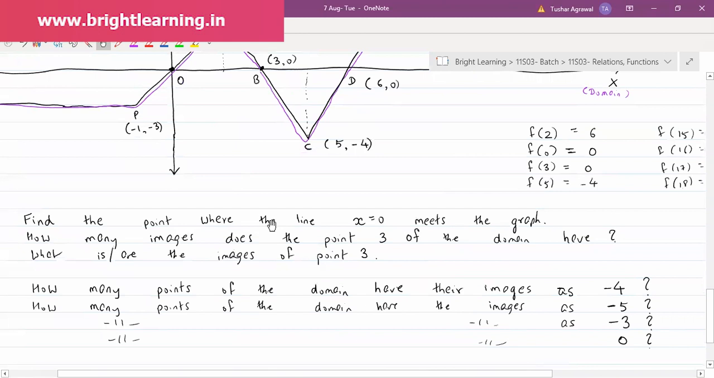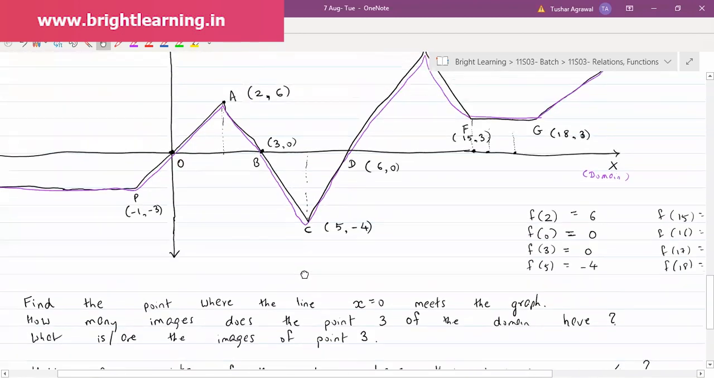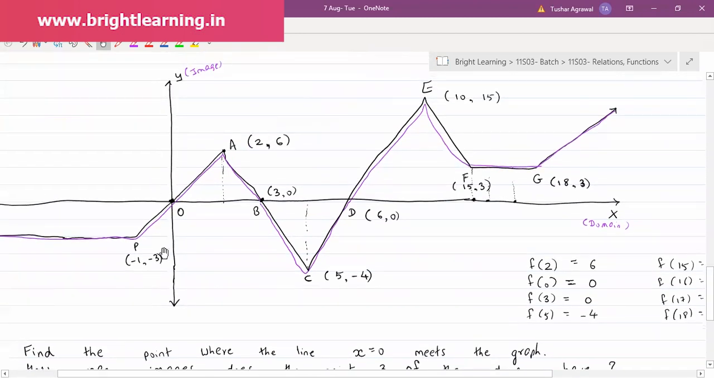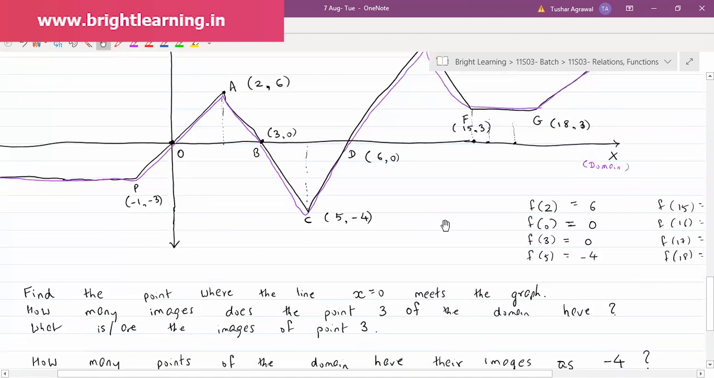Find the point where the line x equal to 0 meets the graph. So what is our line x equal to 0? X equal to 0 is the perpendicular line, so that is the y-axis. So the y-axis, where does this meet the graph? This is my graph, this curve. Where does this perpendicular line meet it? It meets the curve at O only. So the answer to this first question is it meets the curve at point O whose coordinates are 0, 0.